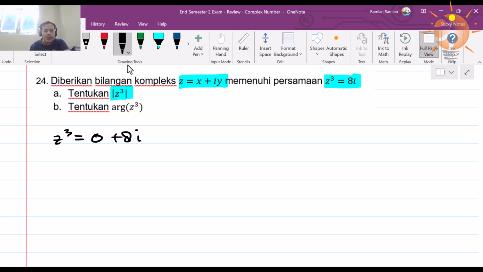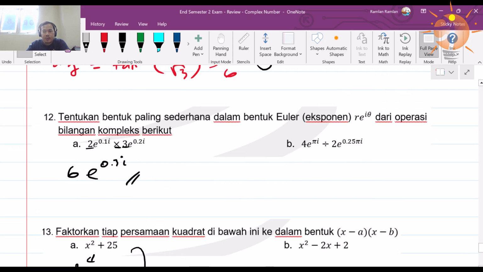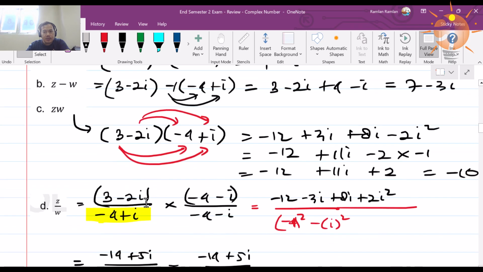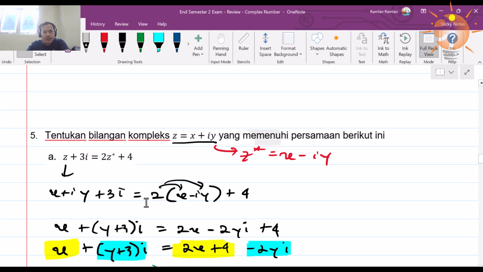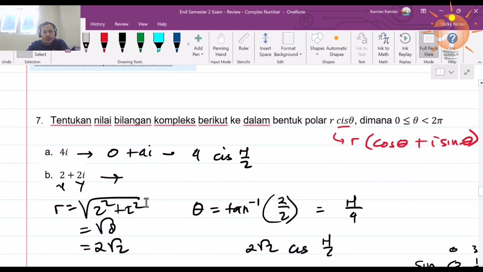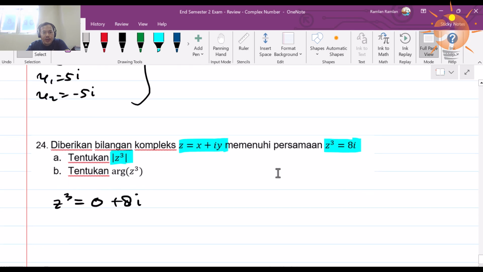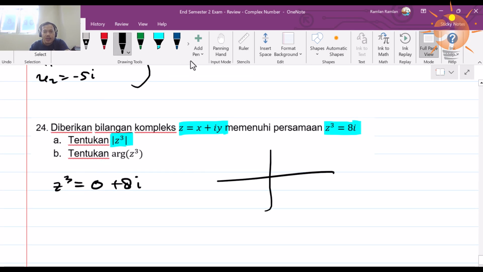As previously mentioned, let's go back to a similar question. This one here is 0 plus 4i, so the modulus is just 4, and the angle is pi on 2, because we know that pi on 2 is 90 degrees. Going back to the illustration, 0 plus 8i in the Argand diagram is just here, which is 8i. Can you see that the angle is pi on 2, 90 degrees, and the length is just 8? So the modulus of z cubed is 8.